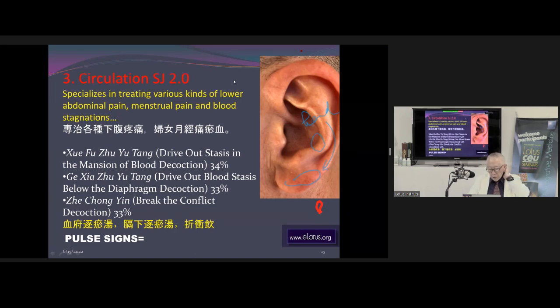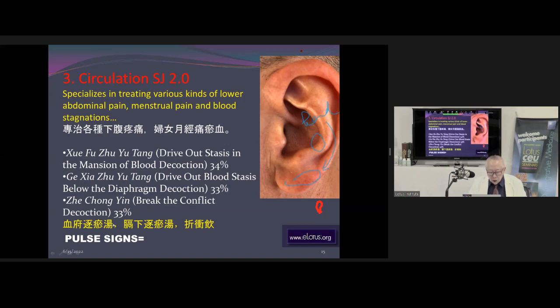Okay, this is based on somebody from Qing Dynasty. This guy, Dr. Wang, is very good with the combination, all kinds of blood moving formulas. He used this one for all kinds of major problems. Let me tell you something. There's more under the name of circulation sanjiao. First is xuefu zhuyu tang.